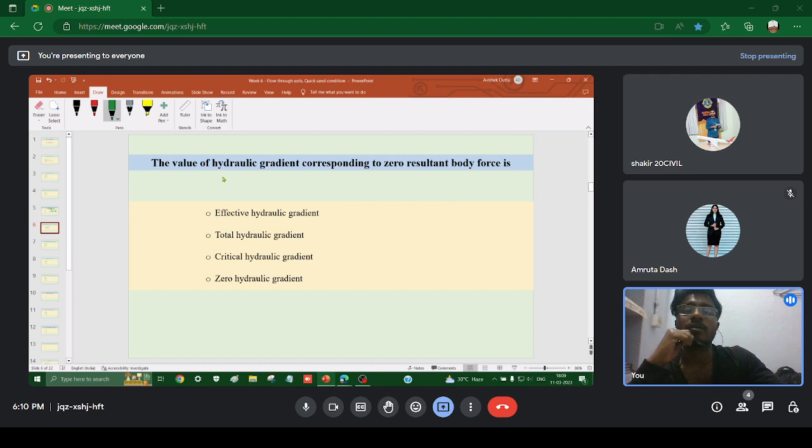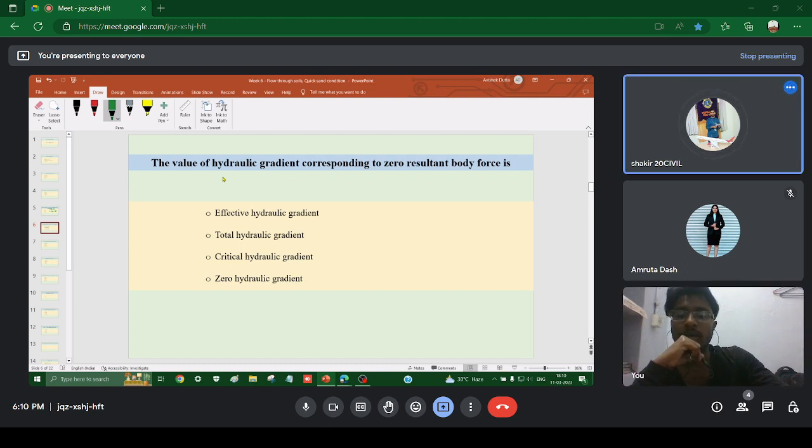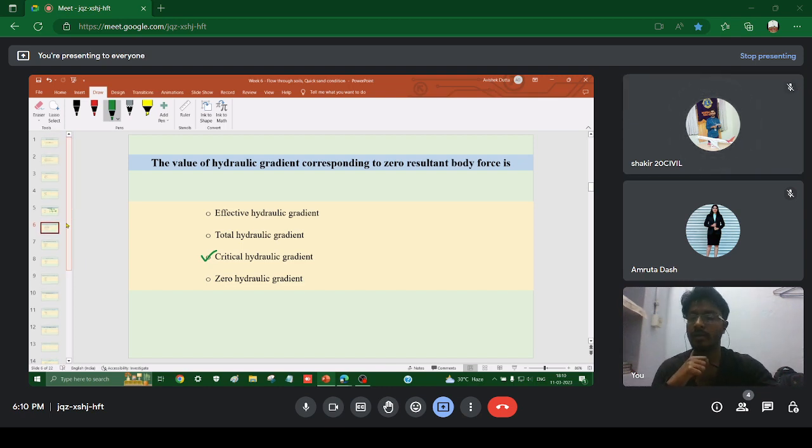The value of hydraulic gradient corresponding to zero resultant body force is, what is the answer? It's critical hydraulic gradient. Yes, critical hydraulic gradient, the one we just solved in the previous sum. Next question.